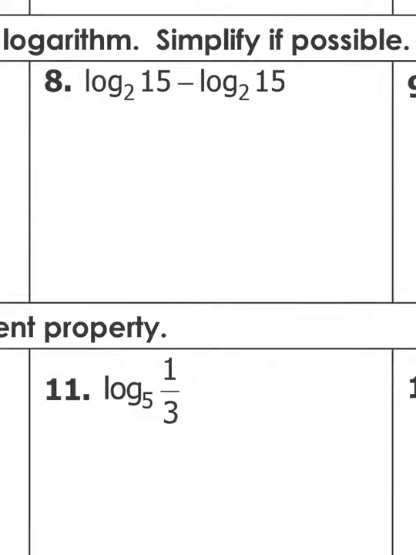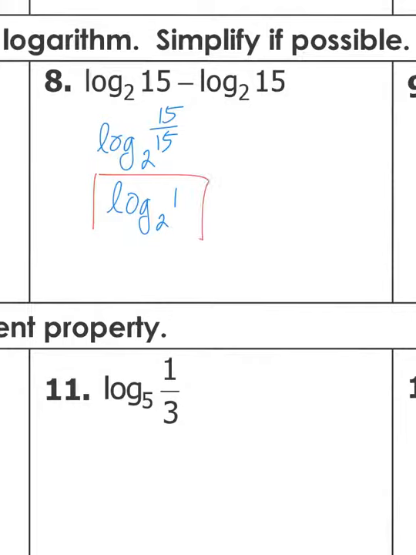Pause the video and check your answers. So for this one, we're going to divide. So log base 2 of 15 divided by 15, and that simplifies to log base 2 of 1. Now theoretically, if you want to think about what we've already learned, if I set this equal to x and put this into exponential form, 2 to the x is equal to 1. The only way that 2 could be raised to any exponent and have a value of 1 is if x is equal to 0.